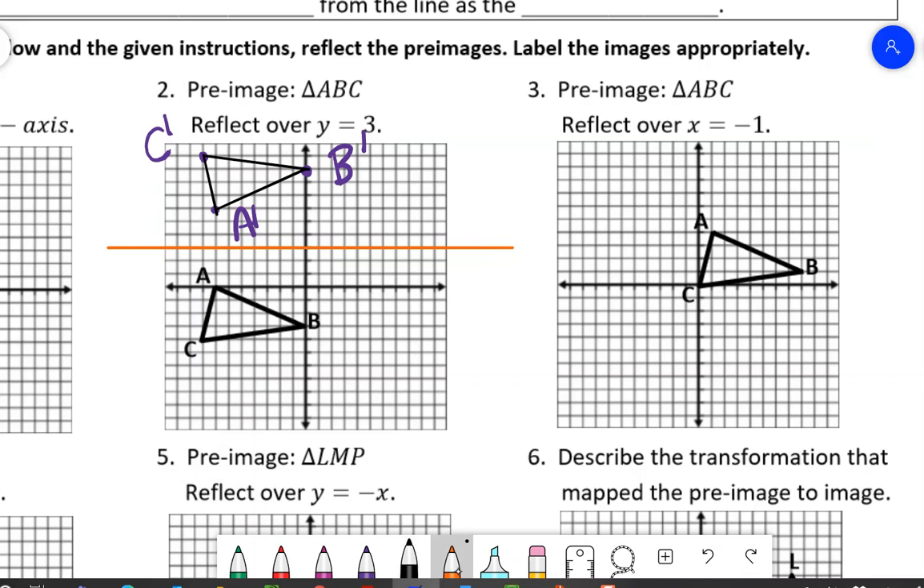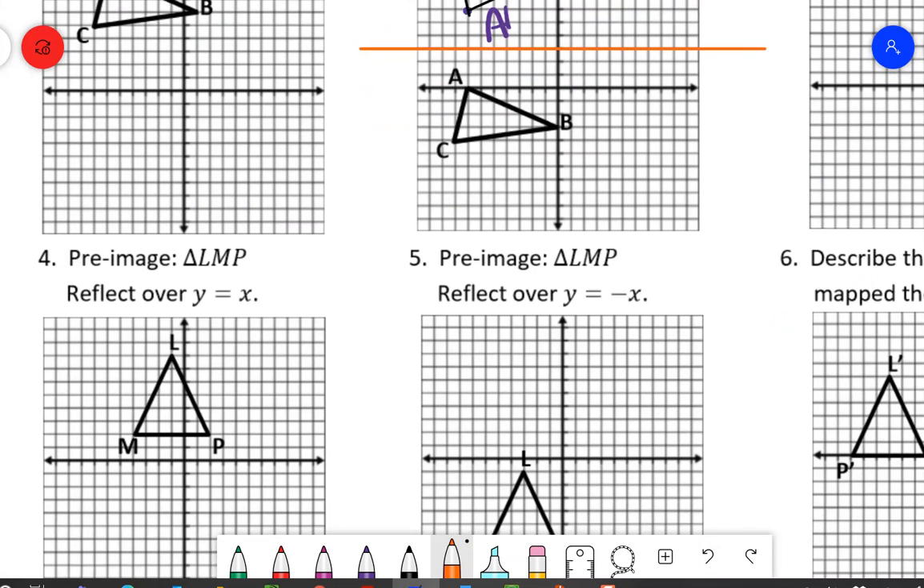x equals -1 is an x line. Remember, if the point falls on it, an x line is an up and down line, a vertical line, then you want to make sure you go across left and right.